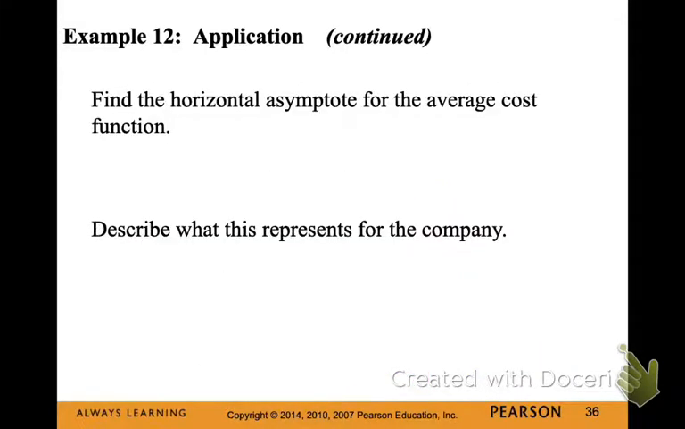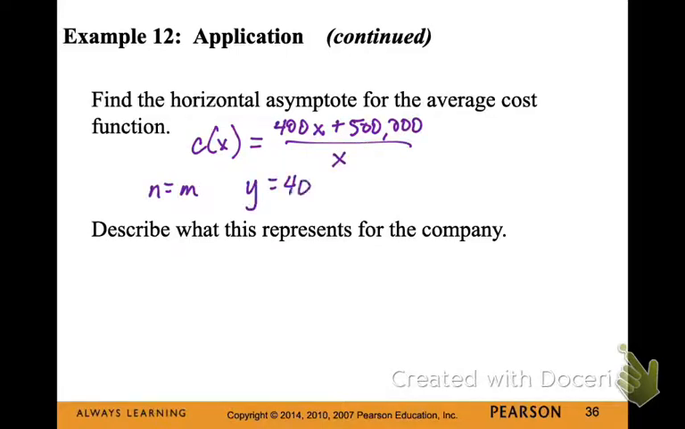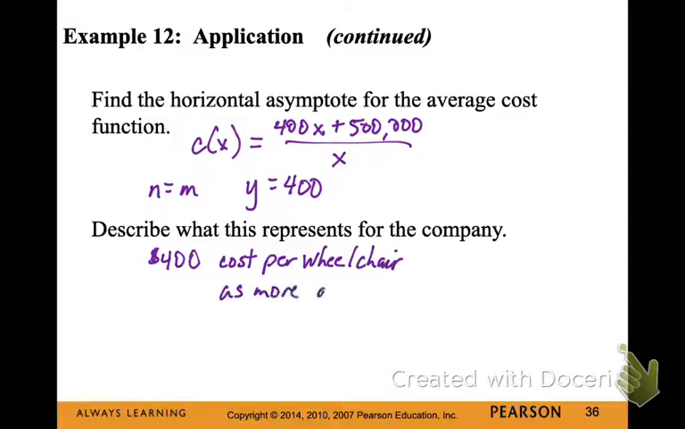Let's do something else. Let's find the horizontal asymptote. So I'm going to rewrite the function here, and I'm going to rearrange it so you can compare the degrees. So if you see the degree of the numerator and denominator are the same, so I'm looking at my coefficient. So y equals 400. What does this horizontal asymptote represent? This would be the cost per wheelchair that the company can approach as more are produced.